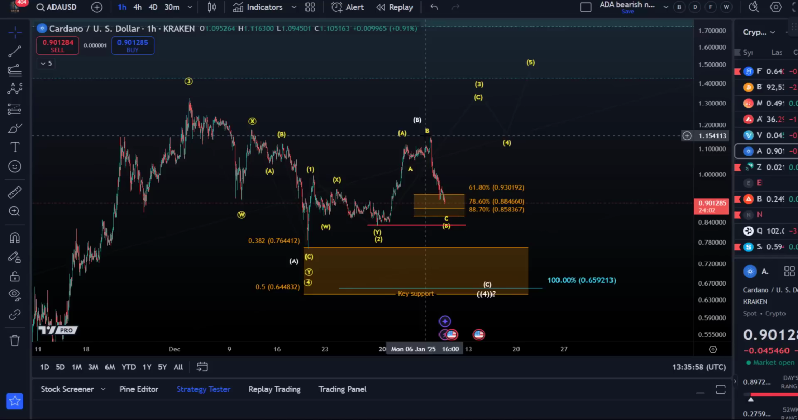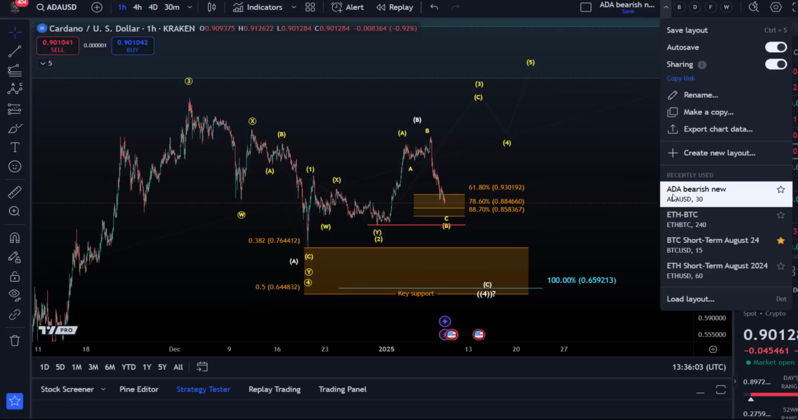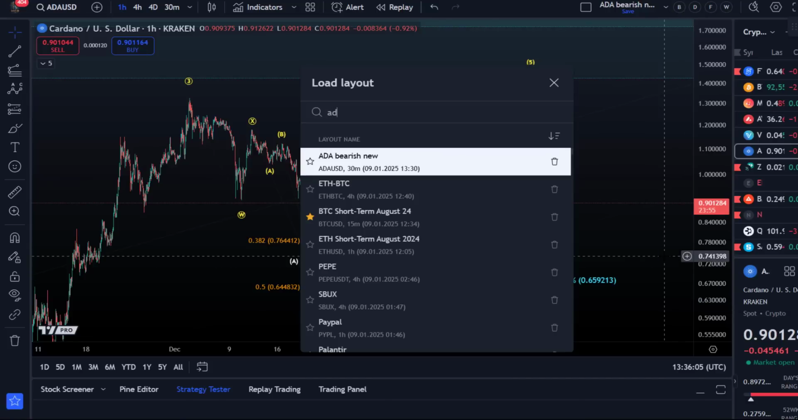I mean, we have to be honest, on the larger time frame, absolutely nothing has changed for many, many weeks. The daily time frame remains unchanged.